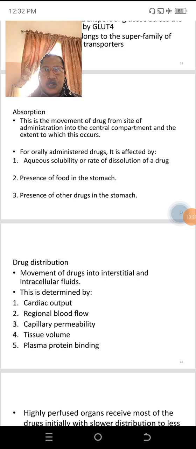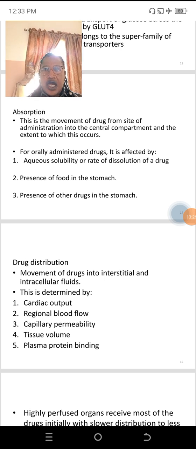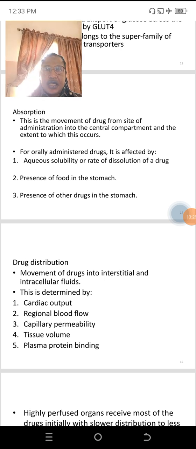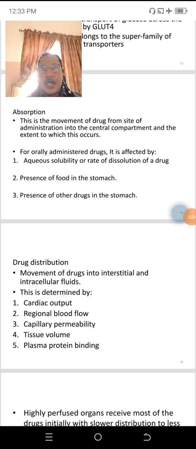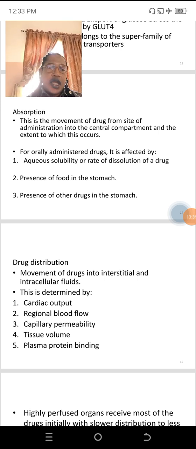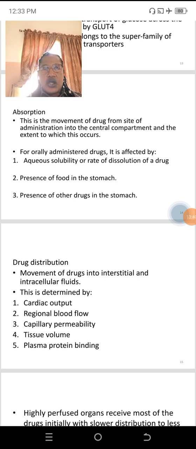Surface area is one important factor. The surface area available for absorption of the drug is very important, especially in cases of orally administered drugs. Blood flow to the area is very, very important. The concentration of the drug is also a very important factor that can influence its absorption.